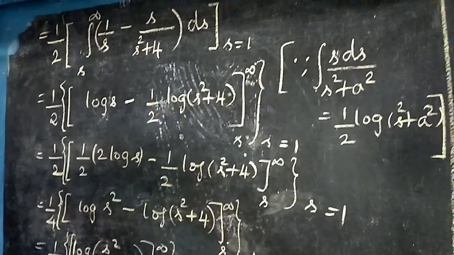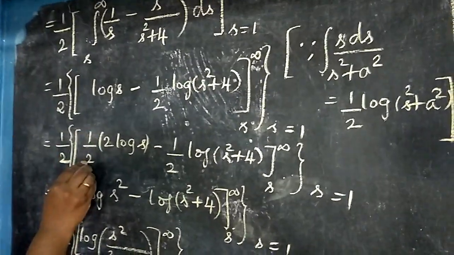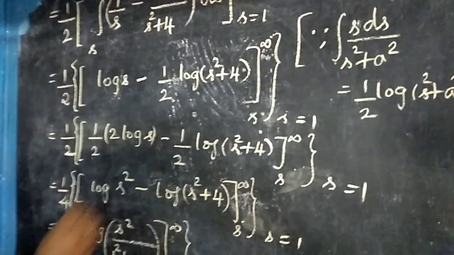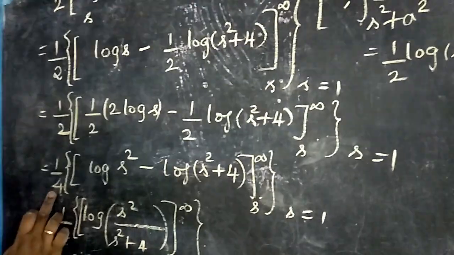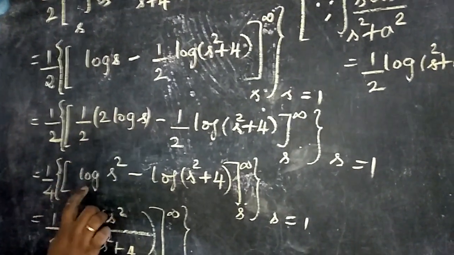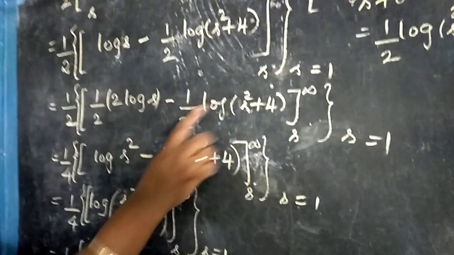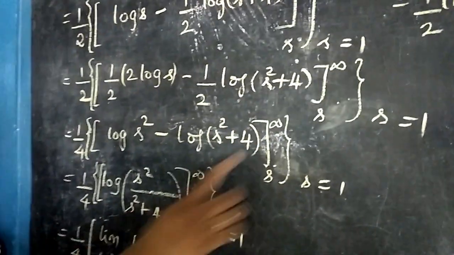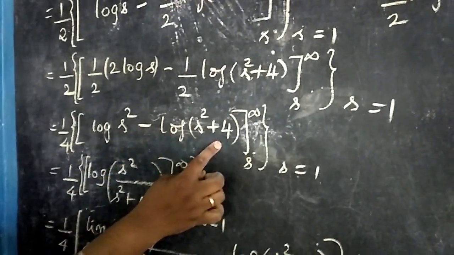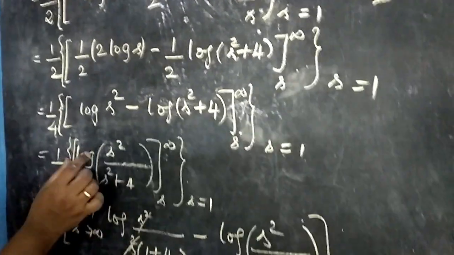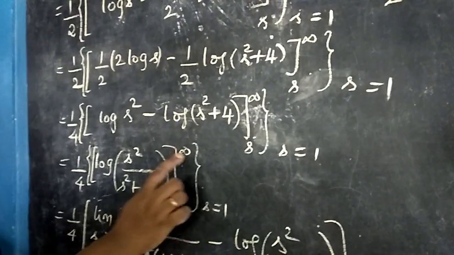To simplify this function, let us multiply and divide by 2 in the first function. We get 1 by 2 into 2 log s. Now taking 1 by 2 common outside from the two terms, we have 1 by 4 into 2 log s, which can be written as log s square by using the properties of logarithms, minus log of s square plus 4, between the limits s to infinity. Now log a minus log b is equivalent to log a by b. So we have log s square by s square plus 4 between the limits s to infinity.